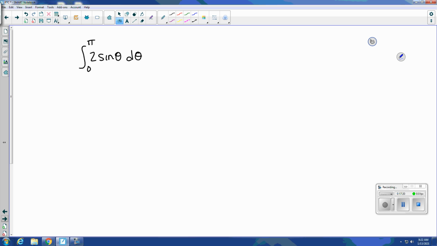Next example, let's look at a trig example. When I see a constant multiple based on our integral properties, we can pull out that 2 if we would like. So that's an optional move.